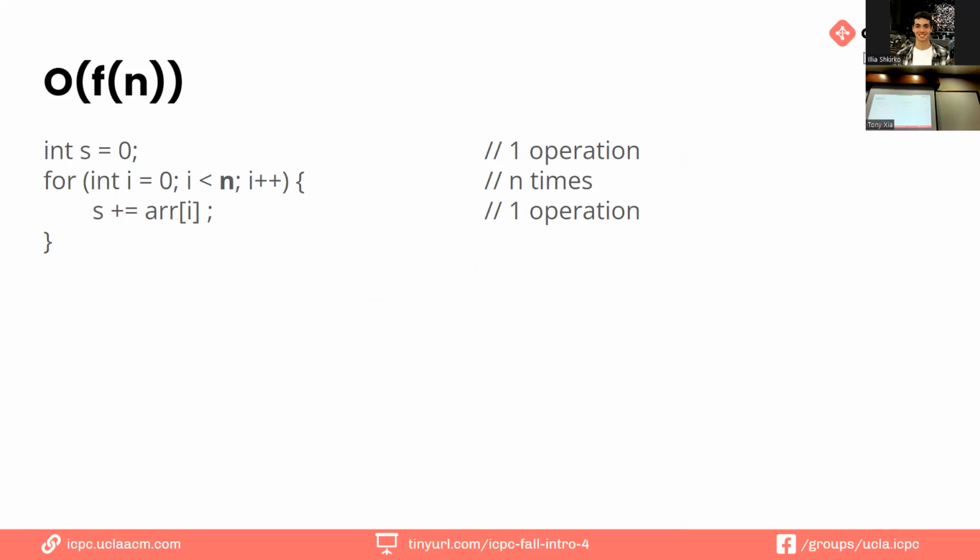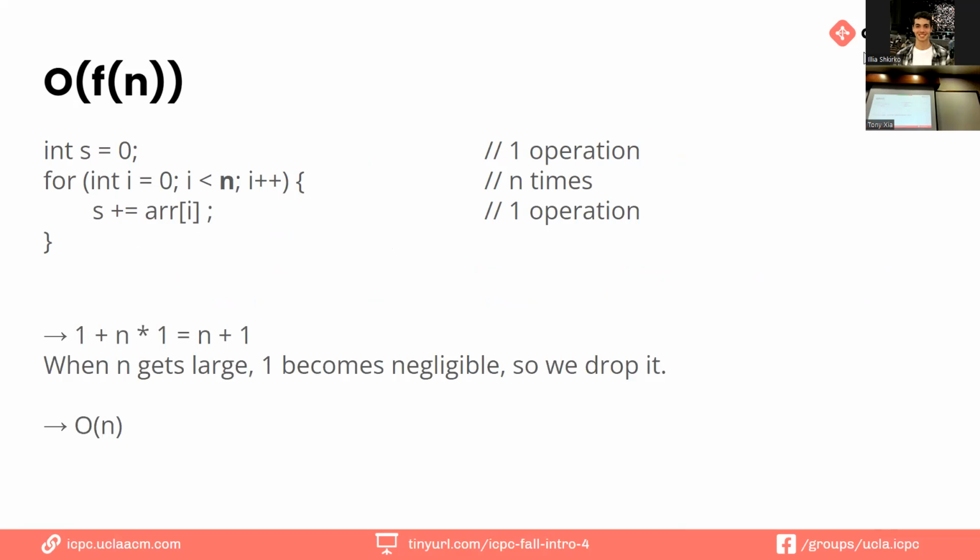Yeah, and why would it be O of n? It's like the condition for the... Yeah, exactly. So on each iteration, we do one operation. Addition is known as an elementary operation, so it's just one time unit, I guess. So when n gets large, the one becomes negligible. So O of n plus 1 is the same as O of n.